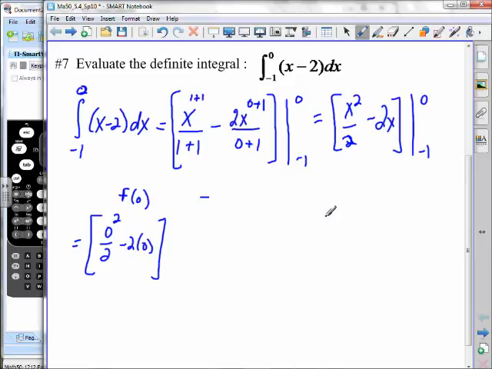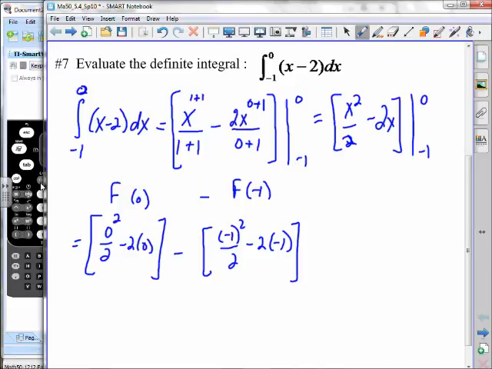minus, that is a capital F. It doesn't look like I meant it to be a capital F, and I let that one piece drift over. Okay, so F of 0 minus F of -1. So this is going to be -1 quantity squared divided by 2 minus 2 times -1. This middle line would be a good idea to put in. I've just inserted it right there so that you understand you're doing F of 0 minus F of -1.